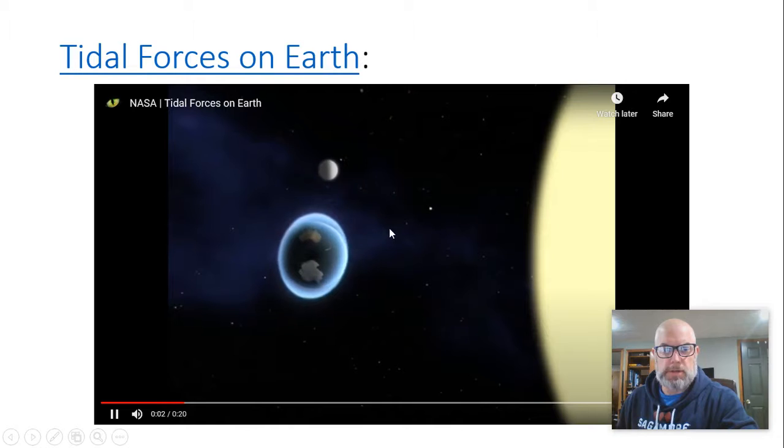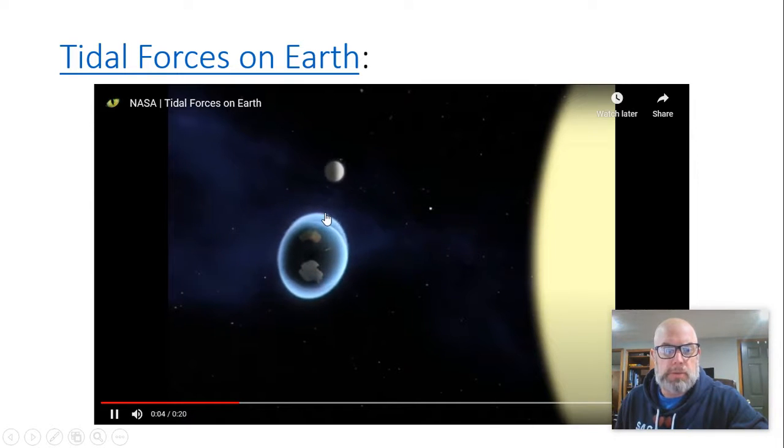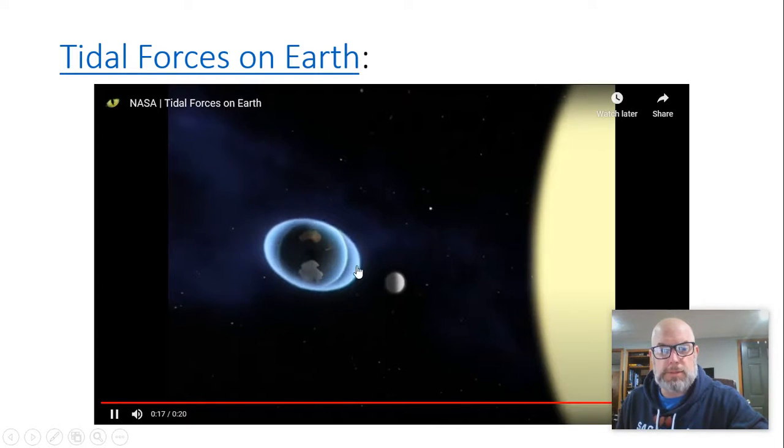So here's the sun over here. What we notice then, as the moon goes around, is that the moon is what's in charge of the tides. Technically speaking, when we talk about the tides coming in, when you're talking about the ocean, the water coming in as a result of the tides, this is the tidal bulge of the planet.